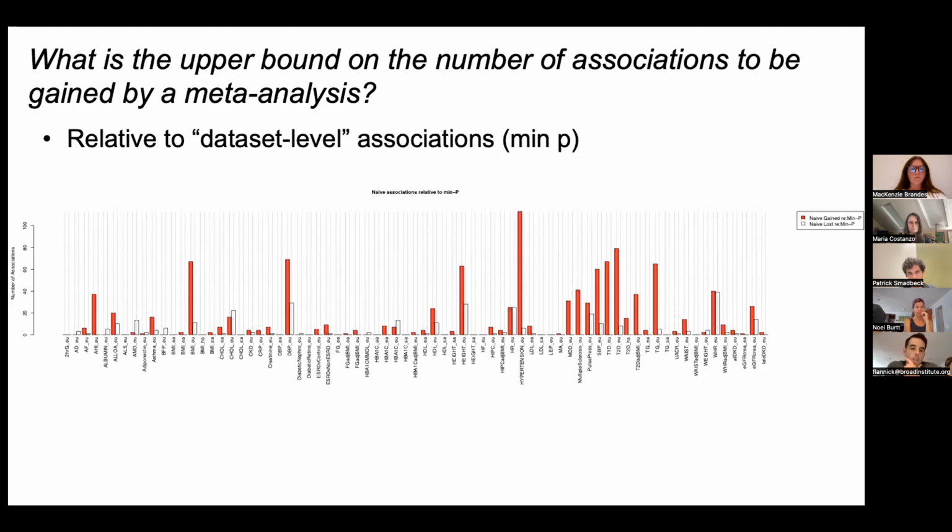So you can see that overwhelmingly, the meta-analysis is adding new associations for many of these traits. Again, this is the naive one, not the bottom line, but it's also pruning out some associations in white, although that's smaller. And those presumably are associations that are found in one data set, but don't replicate in another data set, right? And so that's kind of the landscape of what we could hope to find.